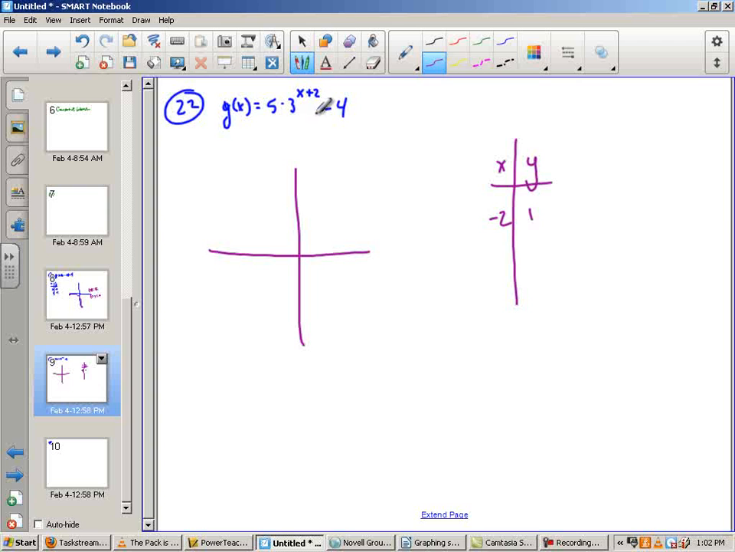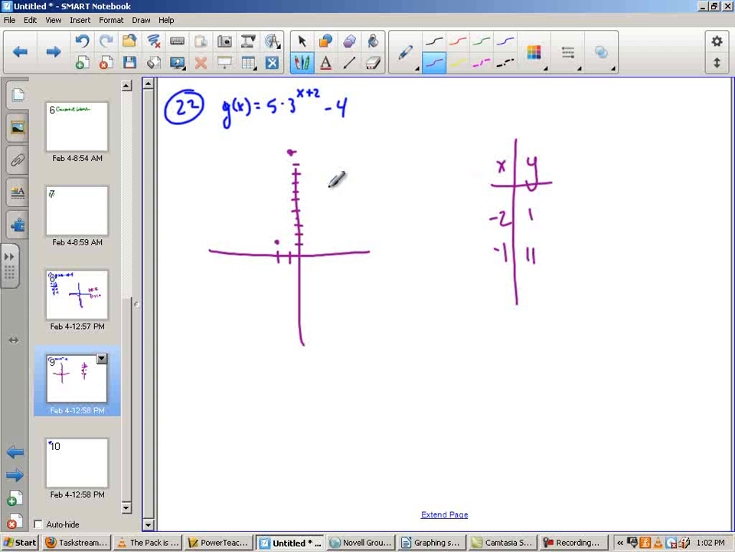Now, I also want to get a value of 1 as an exponent. So if I put a negative 1 there, negative 1 plus 2 is 1. 3 to the first power is 3, times 5 is 15, 15 minus 4 is 11. Okay, so this grows pretty fast. So I'm going to come out here to negative 2 and negative 1. I'll go up to 1. That would be this guy right here. And then I'll go up to 11. 2, 3, 4, 5, 6, 7, 8, 9, 10, 11. And I'll put a dot right about there.